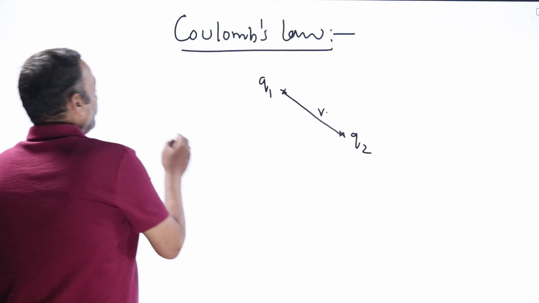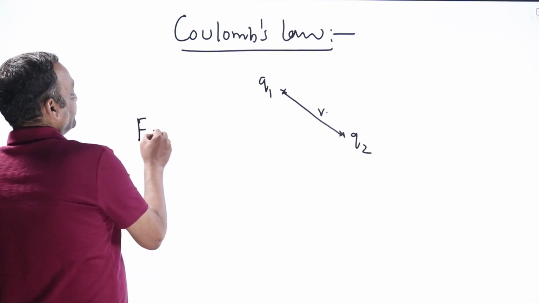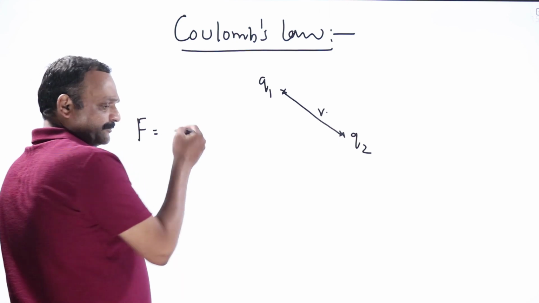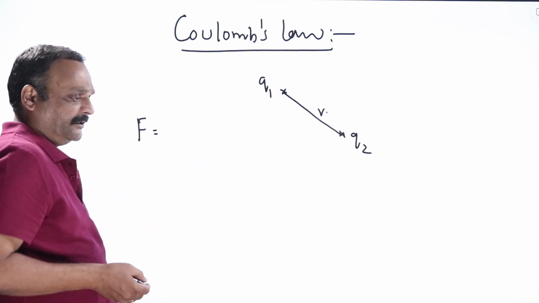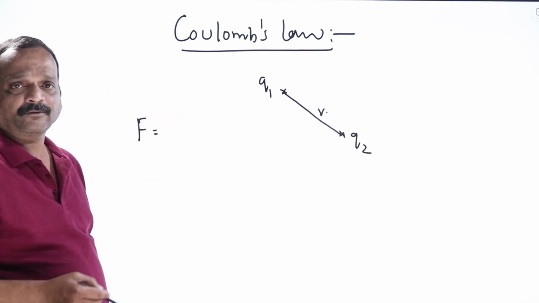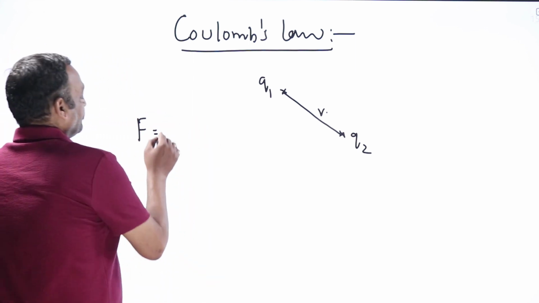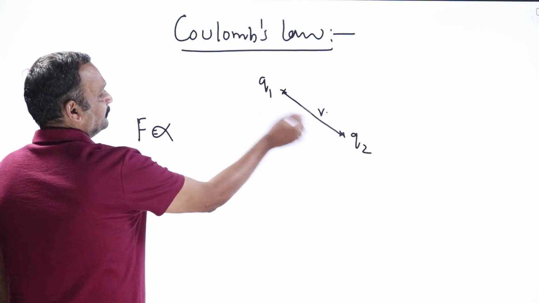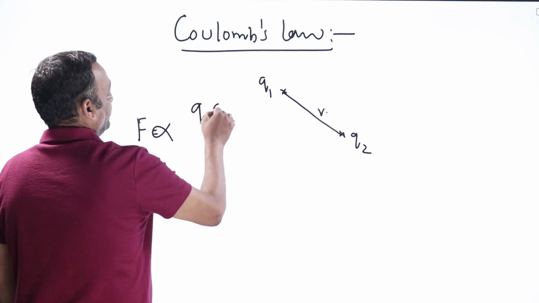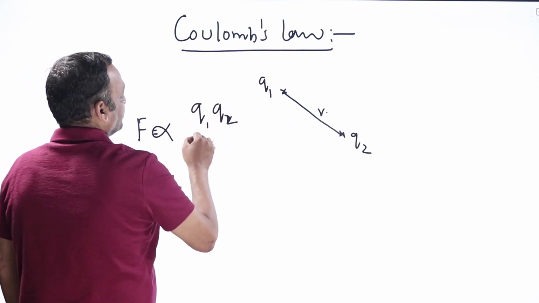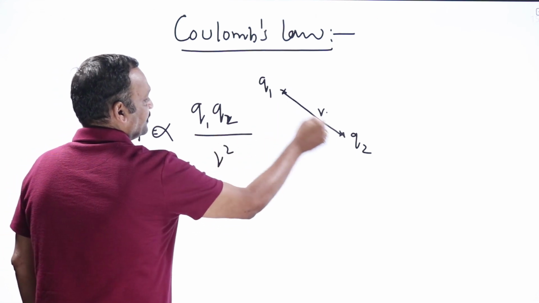The force between two charges Q1 and Q2 is found experimentally. This is an experimentally stated law, not a derived one. There is no derivation for Coulomb's law. It has been experimentally observed and stated. That force is found to be proportional to the product of the two charges Q1 and Q2, and inversely proportional to the square of the distance between the two charges.